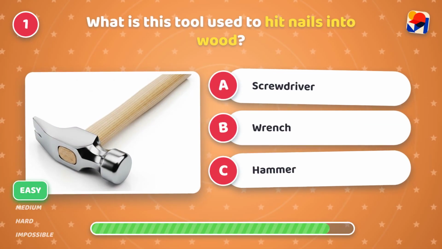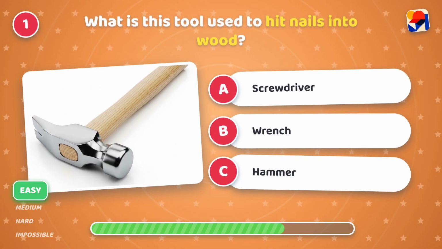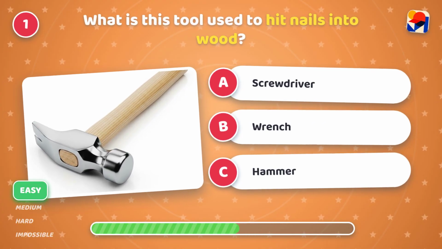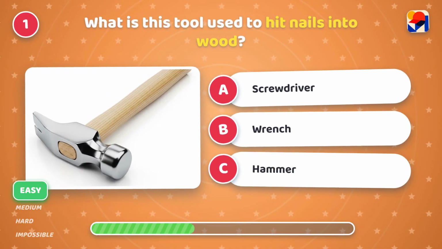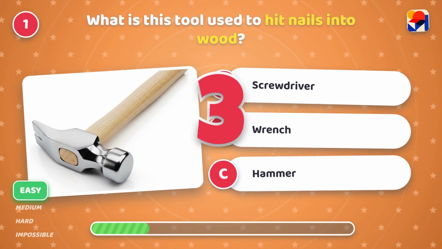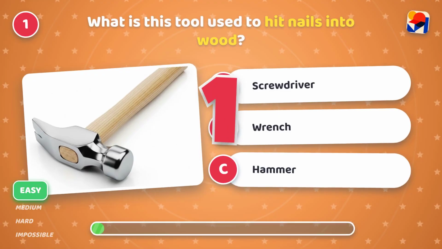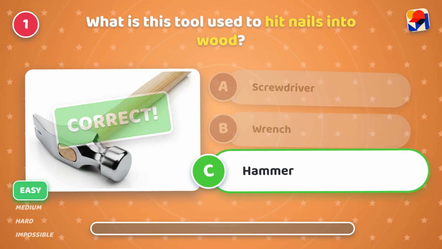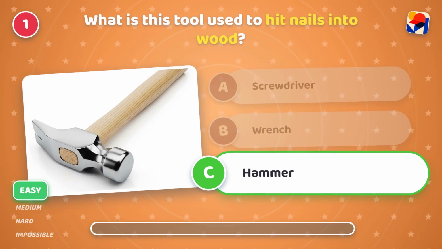What is this tool used to hit nails into wood? Is it A, screwdriver, B, wrench, or C, hammer? It's C, hammer! Hammers drive nails into wood.